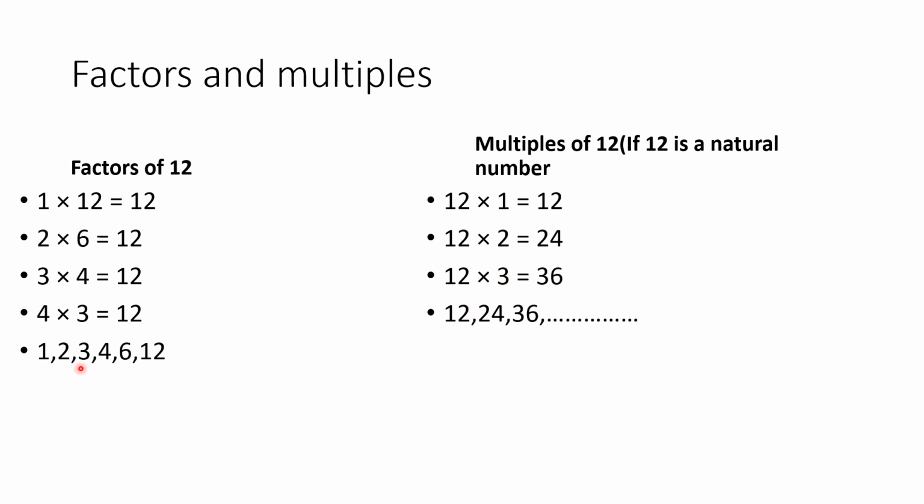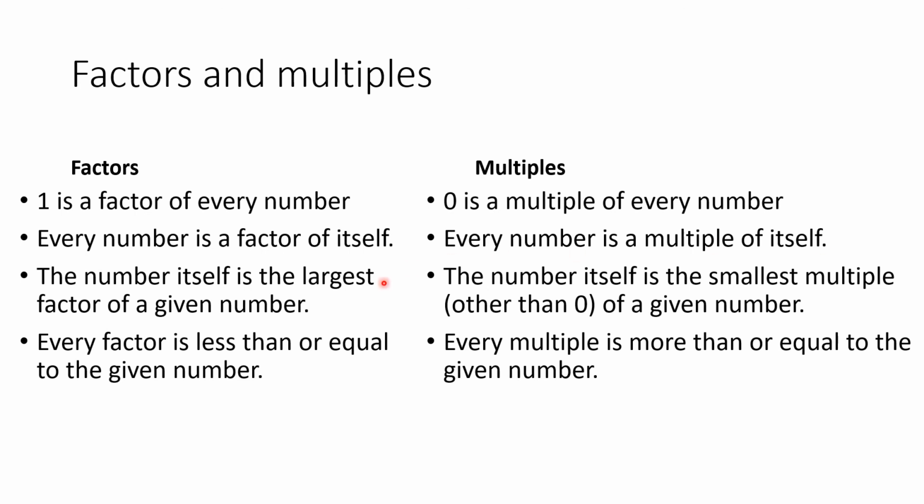And all the factors of 12 are either less than or equal to 12 and all the multiples of 12 are either equal to 12 or greater than 12. Here I am taking 12 as a natural number. Every factor is less than or equal to the given number, and every multiple is more than or equal to the given number.